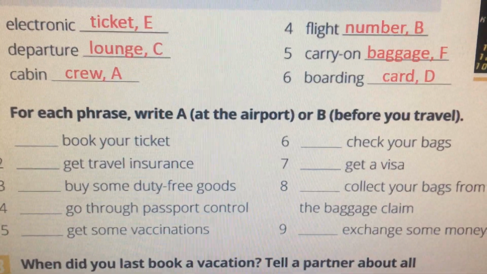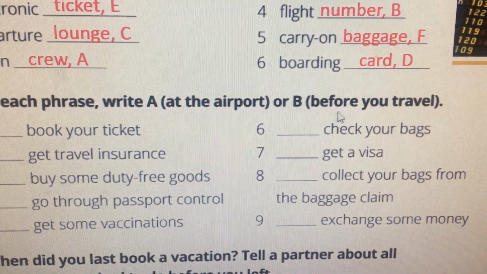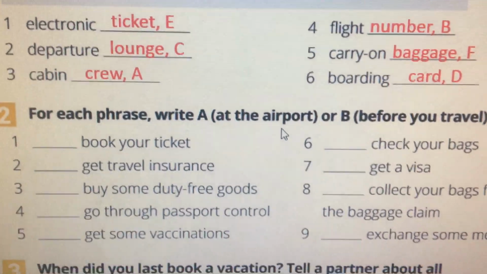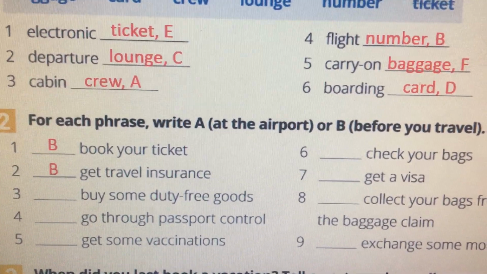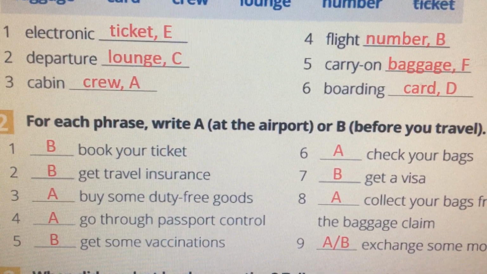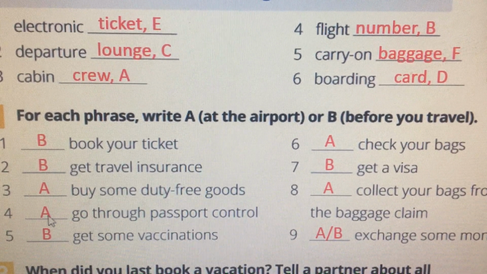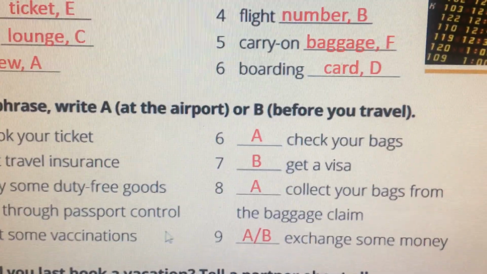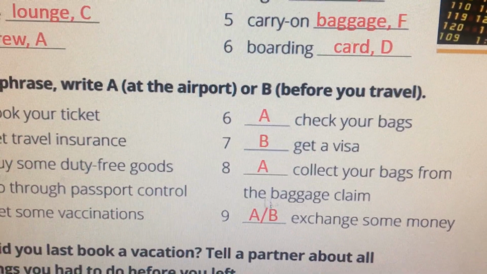Okay, for each phrase, write A, at the airport, or B, before you travel, before you go to the airport. Okay, so write A or B. All right, let's take a look. Okay, book your ticket before, at the airport, before. And for number 9, you can do that both. Exchange money at the airport or before, at the bank.